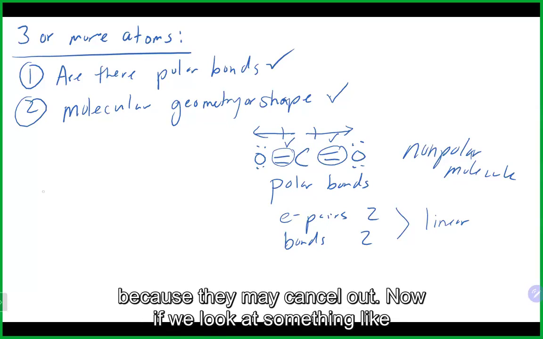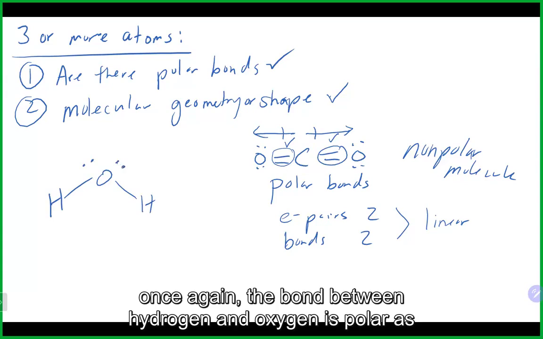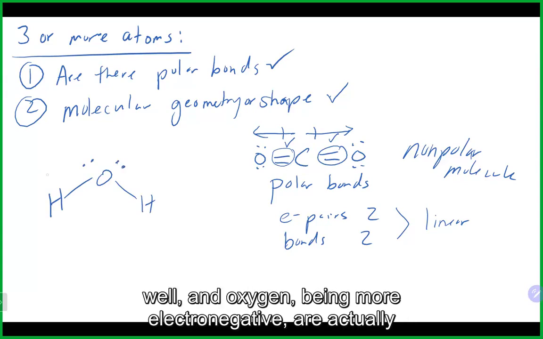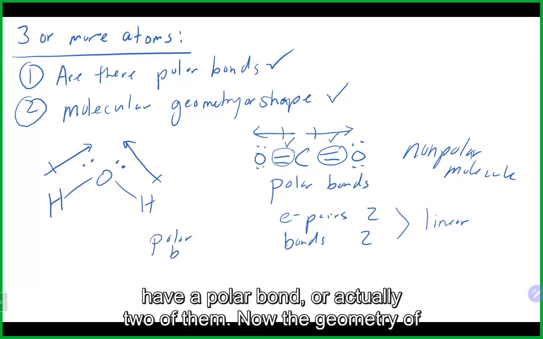Now, if we look at something like water, once again, the bond between hydrogen and oxygen is polar as well. And oxygen being more electronegative, the arrows are actually going to head in this direction. So once again here, water does have a polar bond, or actually two of them.